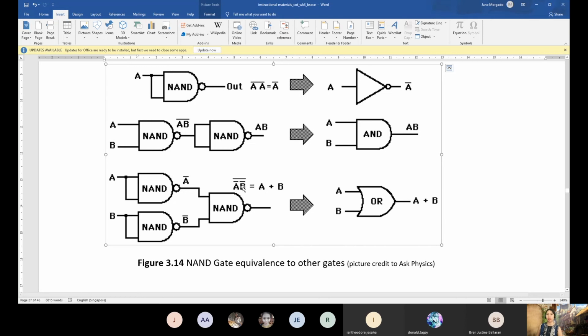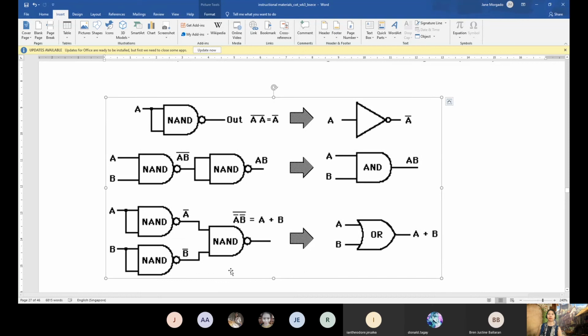So you apply De Morgan's principle here. You want to put the prime inside onto the literals. So it becomes A double prime and B double prime, but you have to change the operator from times to plus. So it becomes A plus B. A plus B is equivalent to OR.